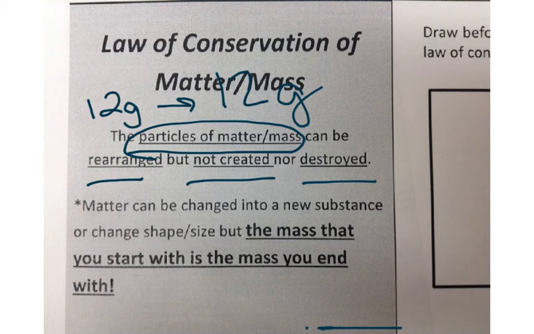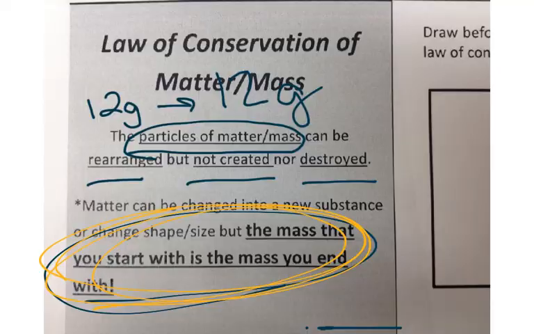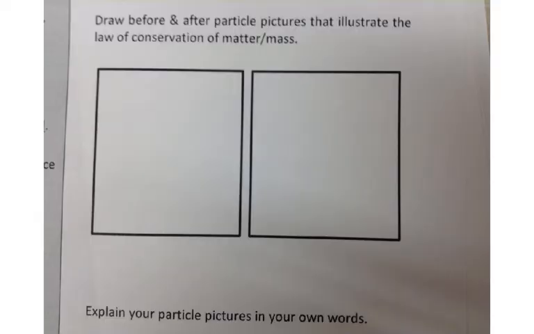Okay? Matter can change what it looks like, it can change its shape, size, but the mass you start with is the mass that you end with. This is a true statement. This is what chemistry is based primarily off of. So now it's important to draw, it asks you to draw a before and after particle picture that represents this.